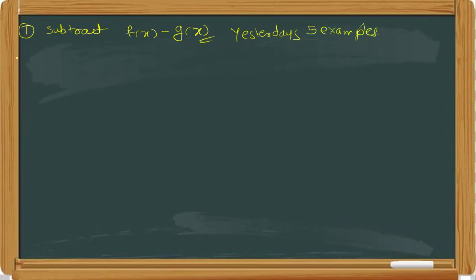Those examples only, f and g, m and n, p and q. Subtract second from first, instead of adding. Yesterday you added, today you subtract only. Okay. Next is scalar multiplication now. Let me give some examples on scalar multiplication.